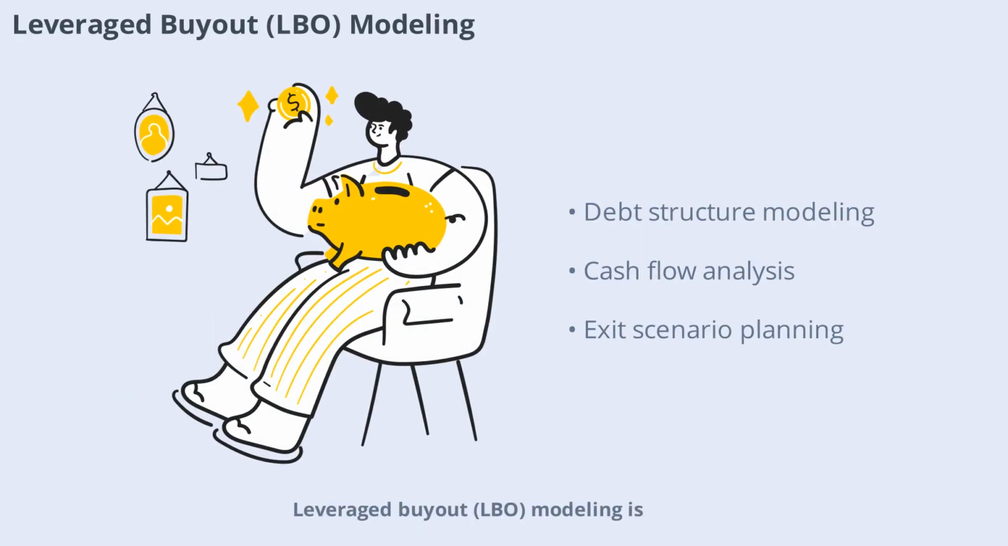Leveraged buyout (LBO) modeling is another essential technique for investment bankers. In an LBO, a company is acquired using a significant amount of debt. The model projects how debt repayment and operational improvements affect returns. Bankers analyze cash flows, debt schedules, and exit scenarios to determine the feasibility and attractiveness of the deal. LBO modeling requires a strong grasp of both finance and deal mechanics.